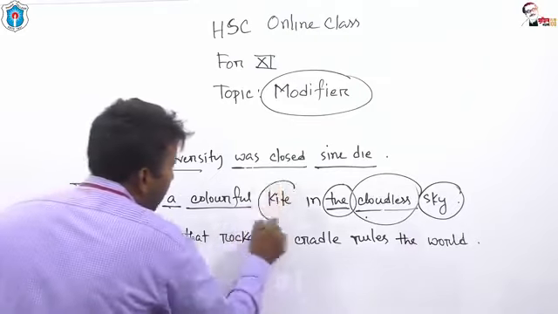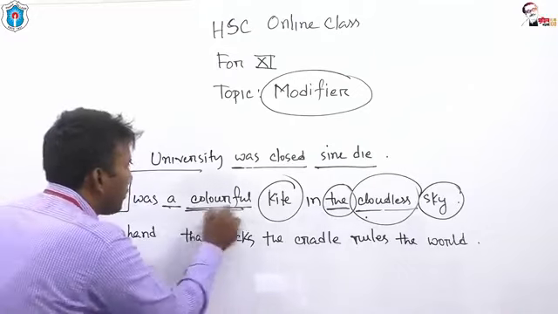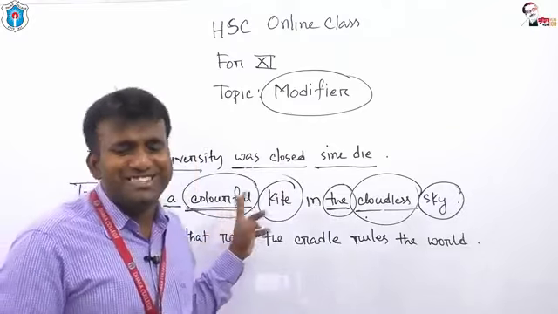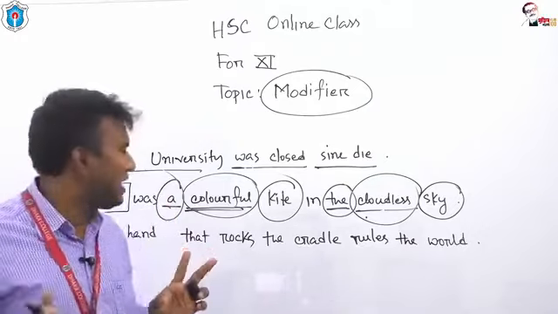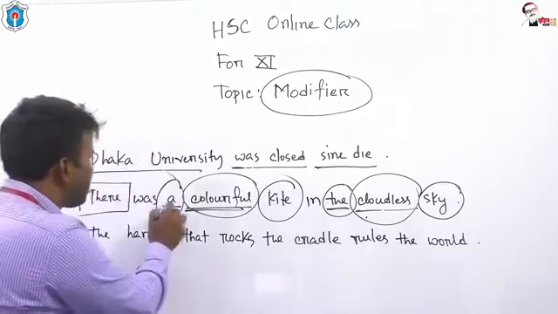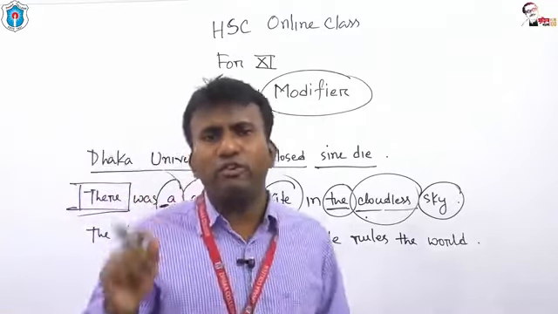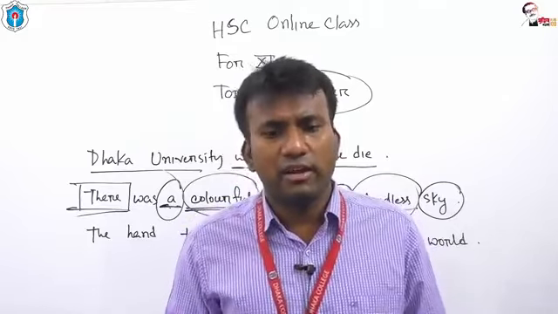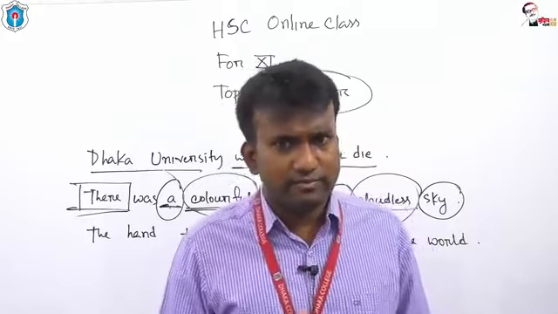Look at here, kite. Kite is a noun. This kite is influenced by colorful. That's why I can say colorful is an adjective, because it qualifies a noun. Another one, a is an article. I have already told you that articles are called determiners, and determiners always qualify a noun. That's why I can say a is a modifier. Look at there. If you get there at the beginning of a sentence, this there is called introductory there, and actually this there is called an adverb.